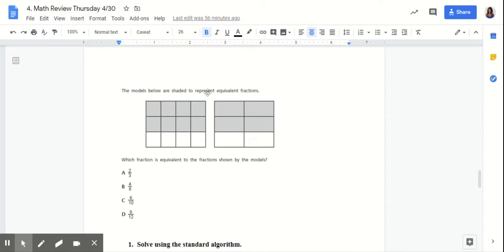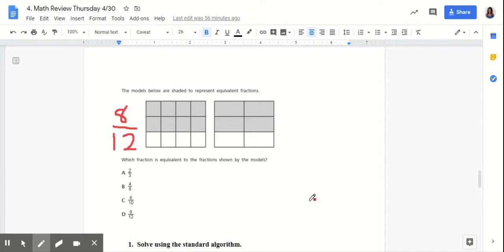The models below are shaded to represent equivalent fractions. So, just for this first one right here, how many pieces are shaded? Correct. 8 pieces are shaded. Out of how many? 12. So, I know right now that this fraction is 8/12.